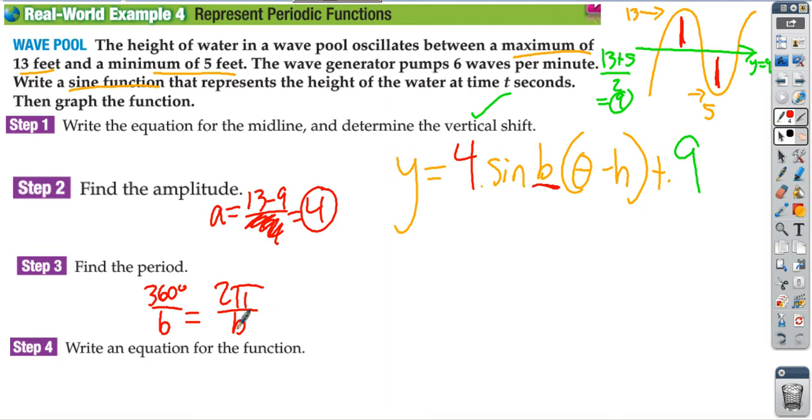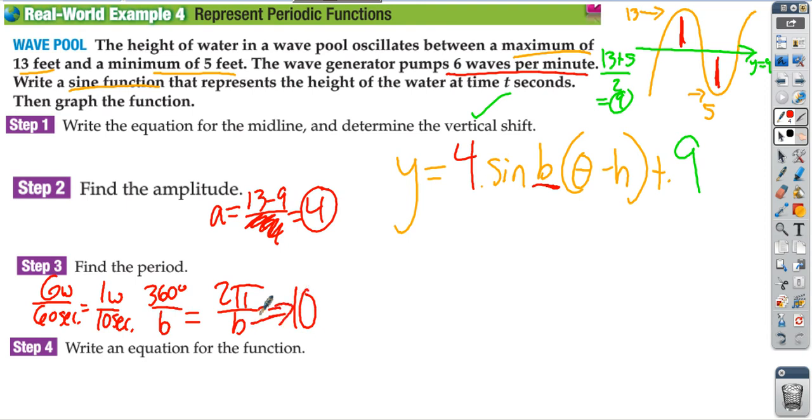In this case they're dealing with waves per minute, so let's find out how many waves there are in seconds. 6 waves per minute is the same as 6 waves per 60 seconds, and that means a wave every 10 seconds. So every 10 seconds this thing is going to go through a complete cycle. So 2 pi over b is equal to 10. 10 seconds is basically how long it takes for this generator to pump out a wave.